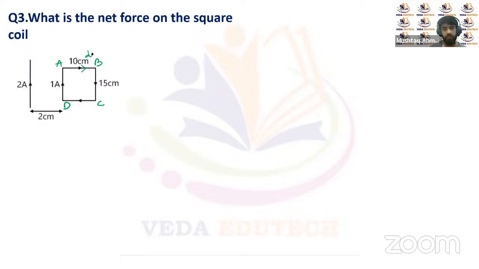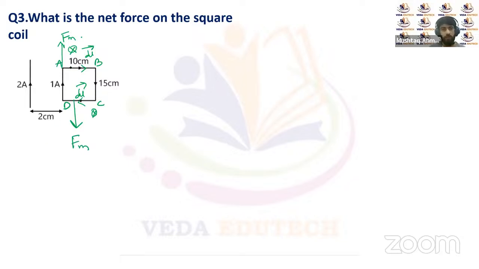Now the direction of this dl vector is along the direction of the current in AB, right? And the magnetic field in this region is into the plane of this paper. It means that the direction of the magnetic force will be along this direction. So this will be the direction of the magnetic force, right? And similarly on this side, the direction of the dl vector is along this direction, and the magnetic field is once again into the plane of this paper. So the magnetic force will be along the downward direction.